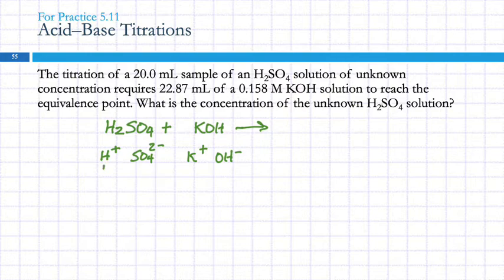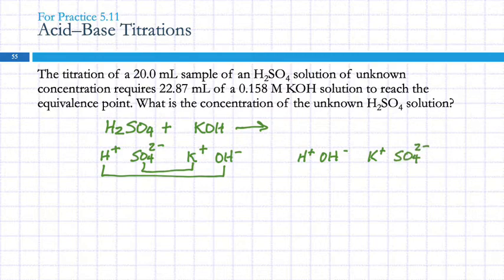So hydrogen came with sulfate. We're going to see how it does with hydroxide, and we'll see what potassium does with sulfate. So we've got H+ and OH-. We have K+ and SO4 2-. What do we get when we put H+ and OH- together? H2O. So that's water. And that will always be one of the products in an acid-base neutralization reaction.